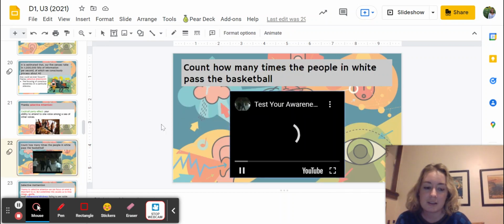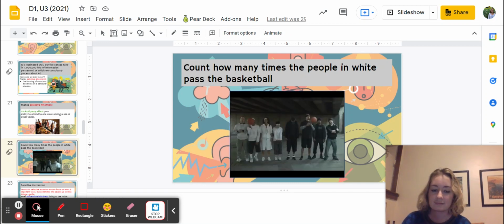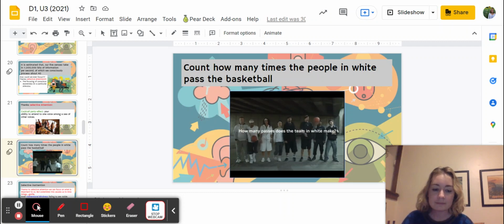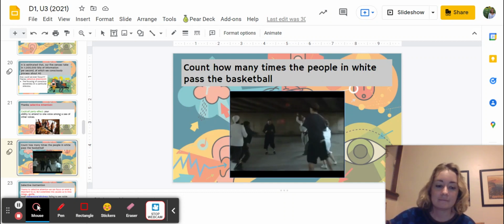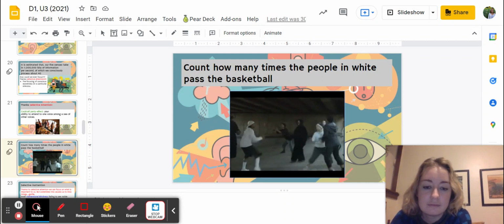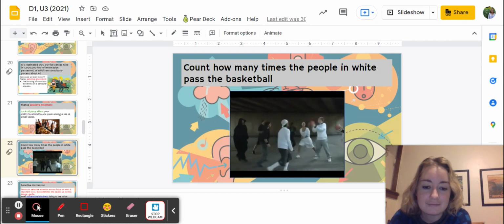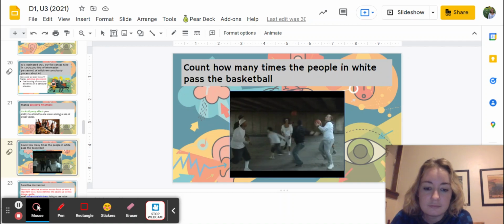Now here's another video we can watch. This is an awareness test. How many passes does the team in white make? The answer is 13. But did you see the moonwalking bear?